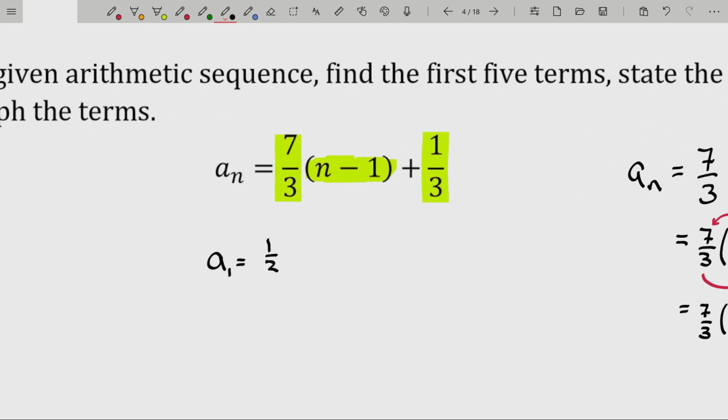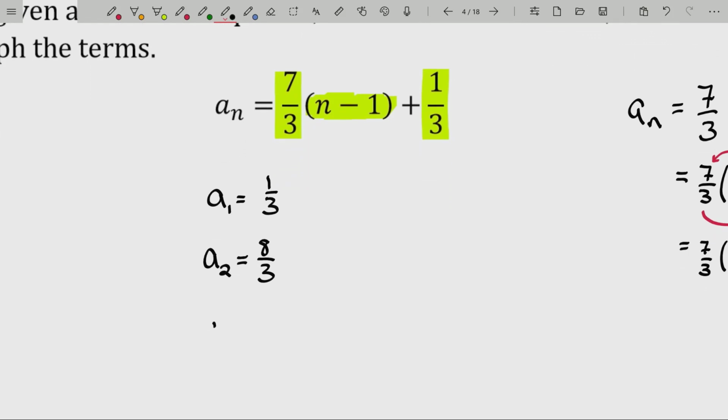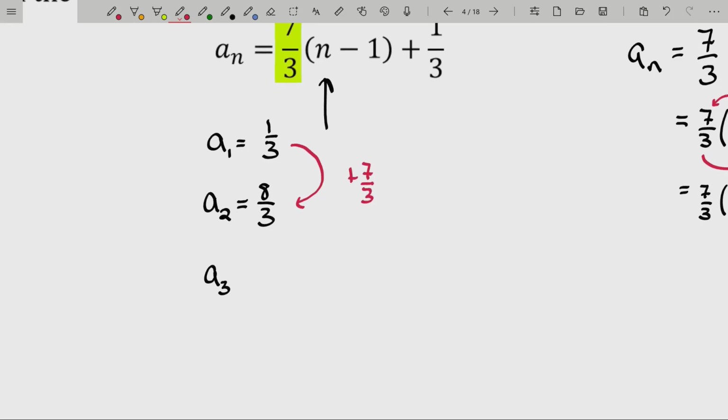A sub 1 is going to be 1/3, because if you plug in 1, you get 1/3. A sub 2, let's see, that's 7/3 plus 1/3, or 8/3. And by the way, there's no reason for me to actually look at this anymore, because I know the common difference is 7/3. And so I know that every time I go to the next output, I'm just adding 7/3 to the previous output. So now I could just use that trick there.